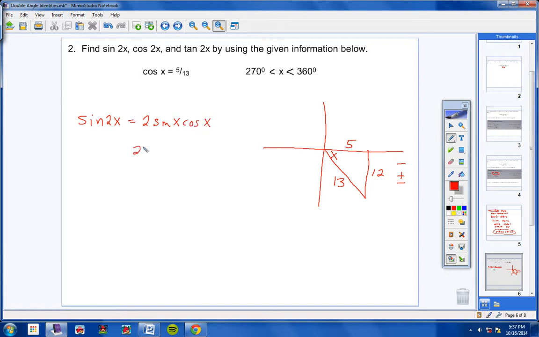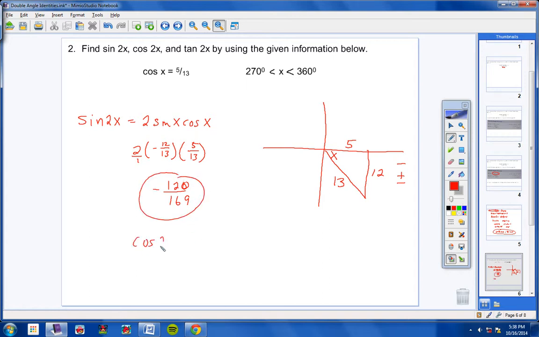So now 2, what is sine of x? We'll come over here to your triangle. Sine of x would be 12/13 negative. So negative 12/13. And what would cosine x be? Well, we already know it's positive 5/13. And now, guys, I'm not going to take time and do this for you. If you use your calculator and type all this in, you would get negative 120 over 169. So there's your answer. Okay? Not too difficult.